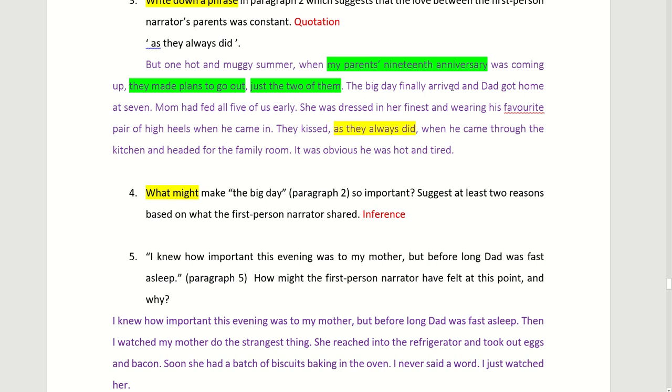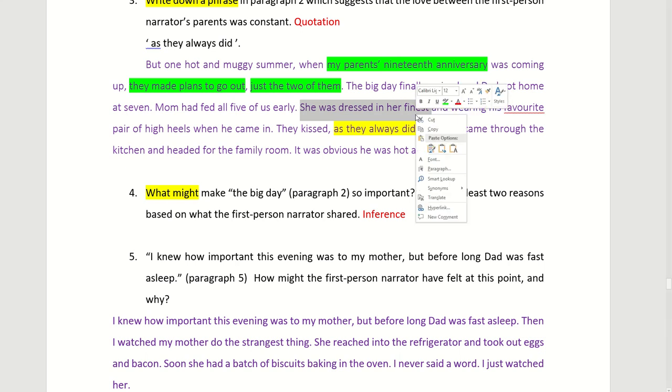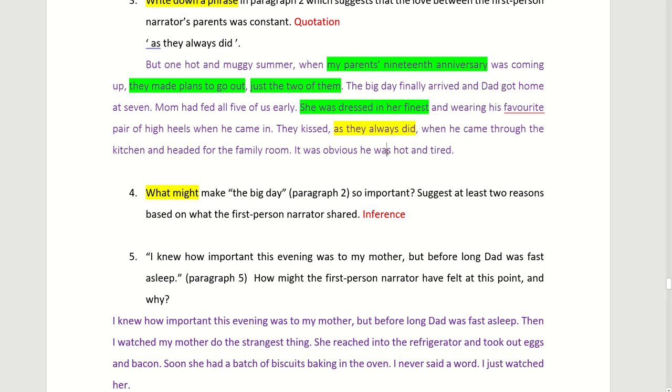So the big day finally arrived. So it's before that. After that, why was it so important? "Set out of five of us early." So is that why it's important? "She was dressed in her finest." Why is the big day so important? The kiss? No. Okay, so based on some of these reasons, pick two.